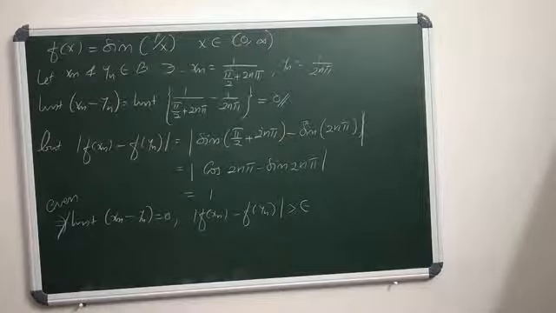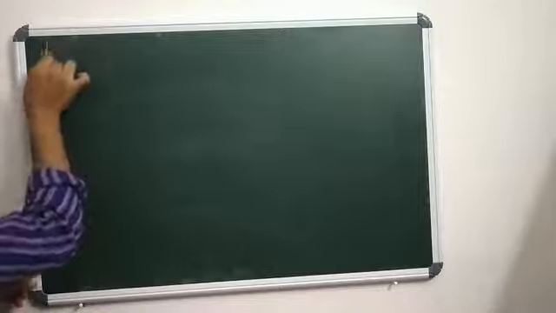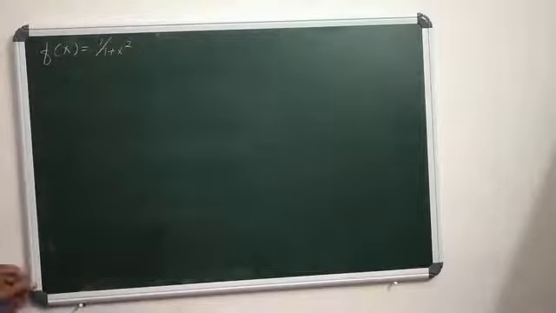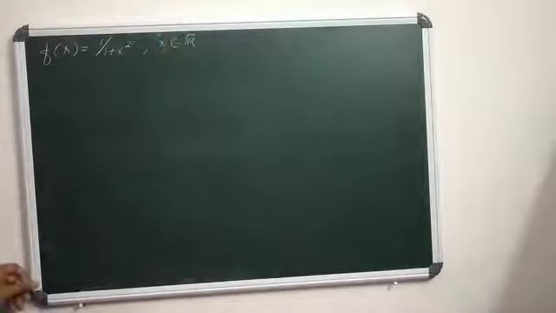So now check what about the continuity or the uniform continuity of a function f of x equals 1 by 1 plus x square on the real line, or on R. Do you say that this function is uniformly continuous or not? So we may consider, as usual, f of x equals 1 by 1 plus x square.